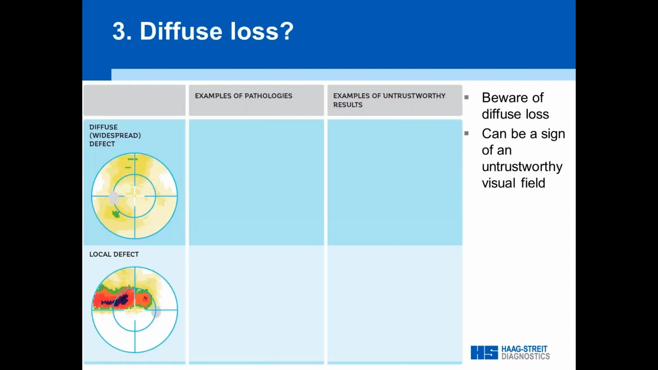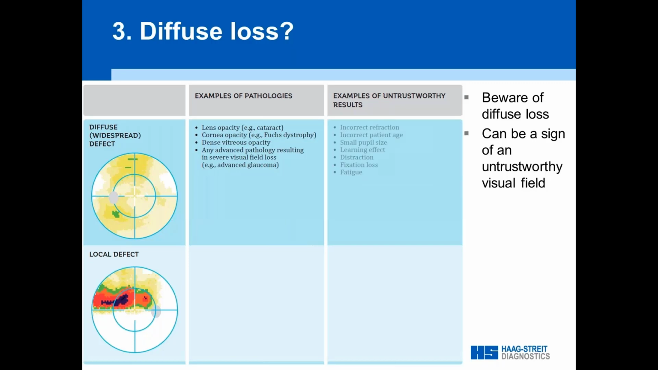Then another thing to pay attention to, and the Octopus has a really nice tool to do that, is diffuse loss. By definition, diffuse loss is something like this, where the loss is spread out across the field, contrary to local loss, where it's at a specific location. And of course, there is some pathology, such as inflammation, lens opacities, or cornea opacities, that gives a diffuse loss. Typically, you would know about them from your other diagnostic results. But what if you don't find such a disease and you find diffuse loss?